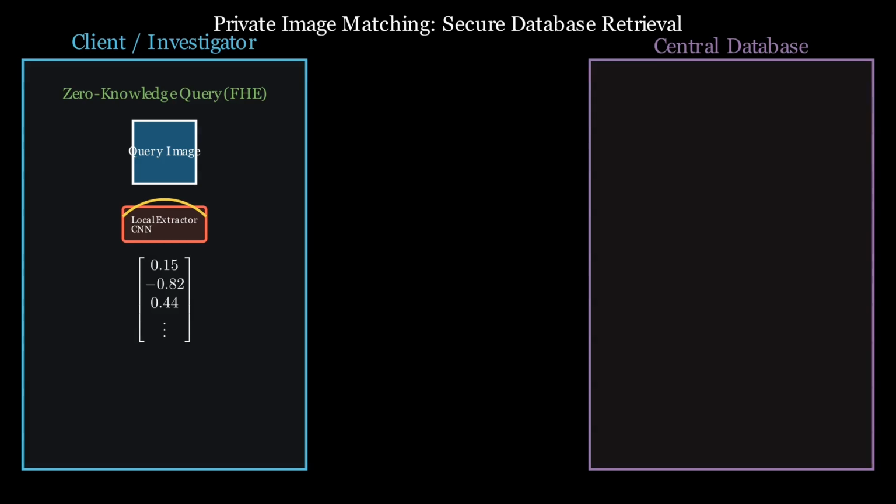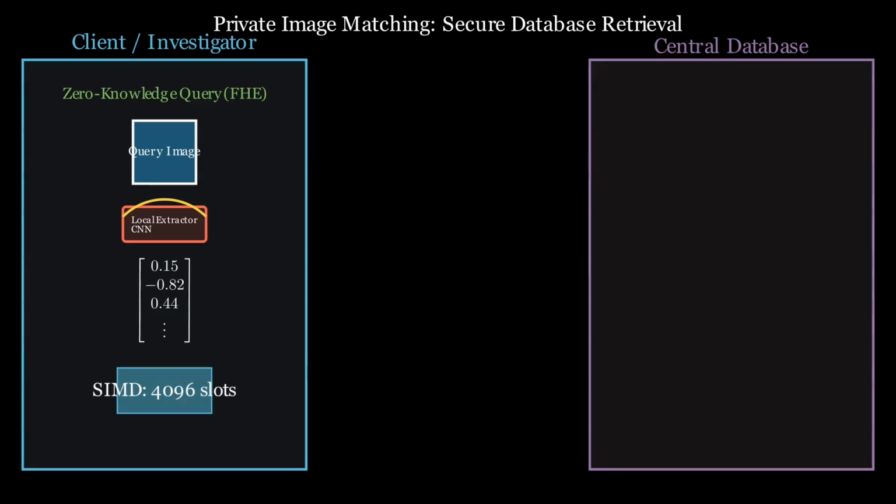This array of floating point numbers, perhaps 256 or 512 dimensions, captures the absolute semantic identity of the subject. This step inherently adds a foundational layer of privacy, as a feature vector cannot be easily reverse-engineered back into a human face. However, to achieve true cryptographic guarantees against an untrusted national database, this plaintext vector is still not secure enough. It must be encrypted before it touches the internet.